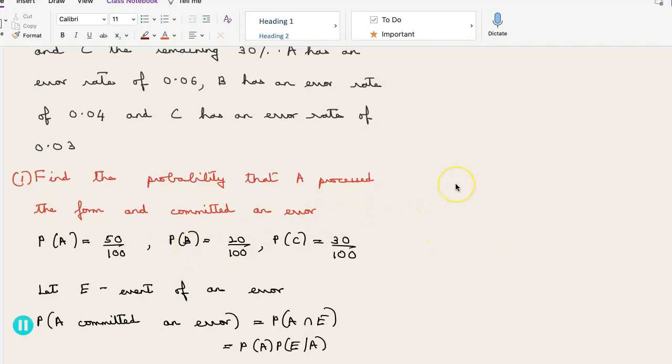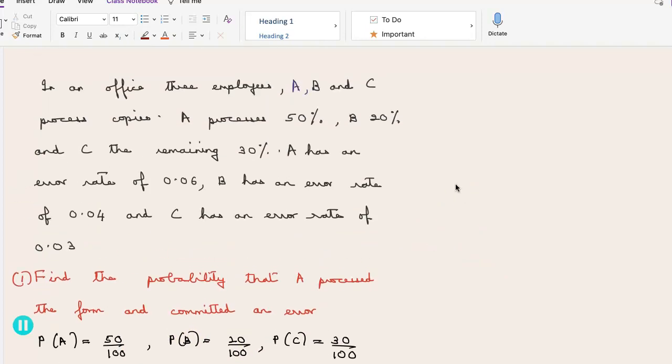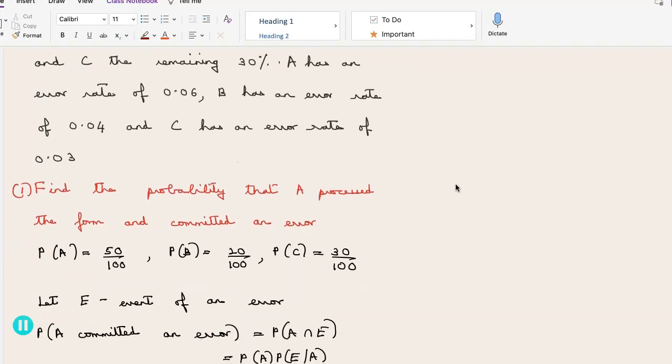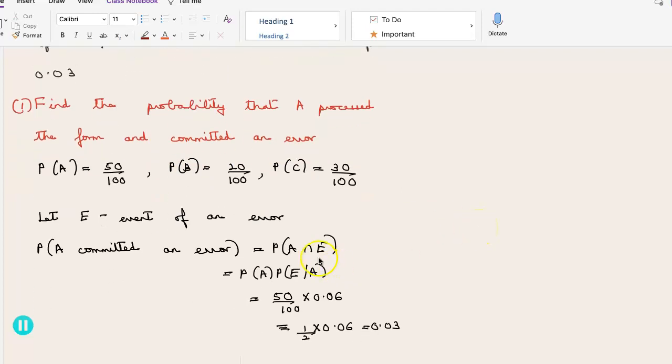So probability of A is 50 by 100. Probability of B is 20 by 100. Probability of C is 30 by 100. And let E be the event of an error. So what do we need to find? Probability that A processed the form and committed an error. That is probability of A intersection E.